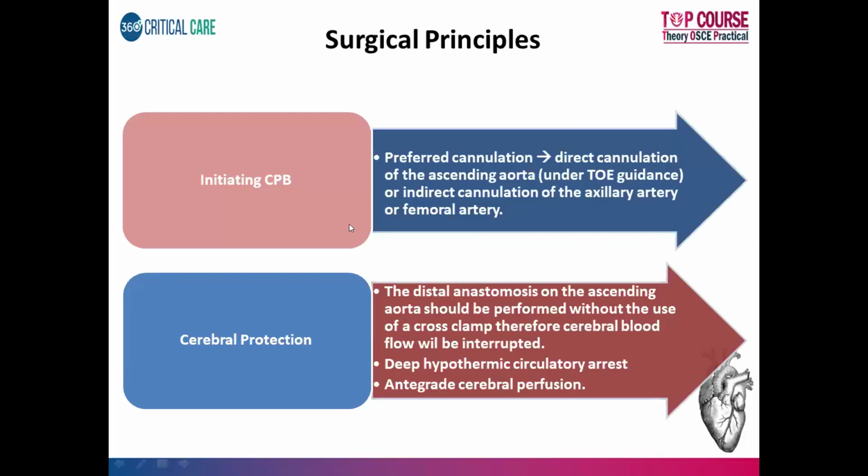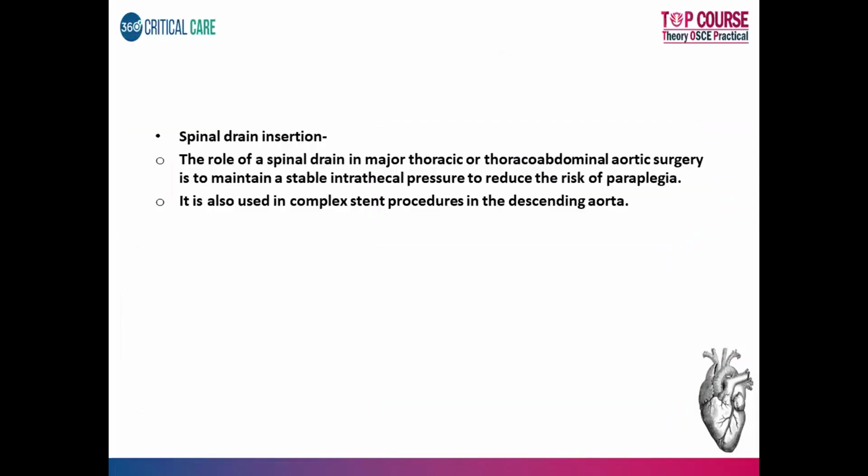Okay. So basically the preferred cannulation is directly into the ascending aorta, or indirectly you can cannulate either the axillary artery or the femoral artery. And as I told, cerebral protection. So you have to perform the anastomosis without using any cross clamp. And this cerebral protection can be achieved by two methods. One is deep hypothermic circulatory arrest, or the other one is antegrade cerebral perfusion.